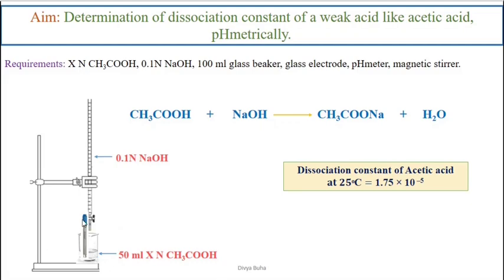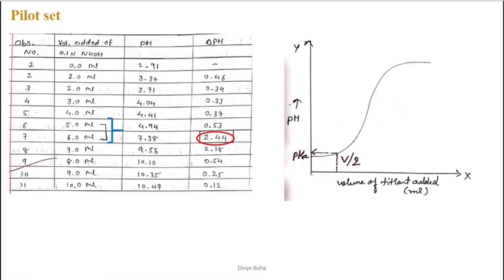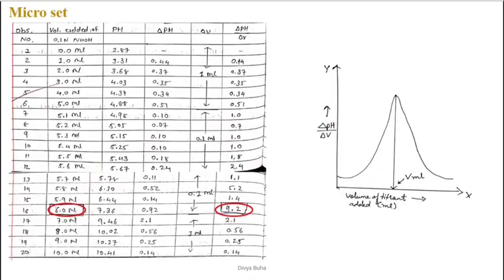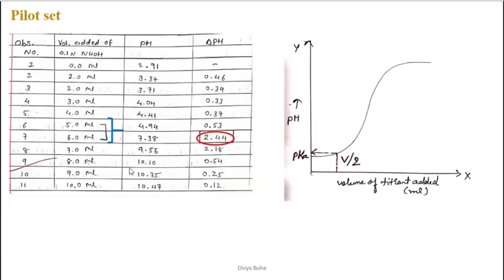Okay, then you have to use the glass electrode in order to find out the pH values, right? So into the solution, just dip the glass membrane electrode. Okay, in the burette you have to fill 0.1 normal NaOH. Okay, so basically in this practical there would be two parts. First would be the pilot set, second would be the micro set. So let us see what has to be done in the pilot set.